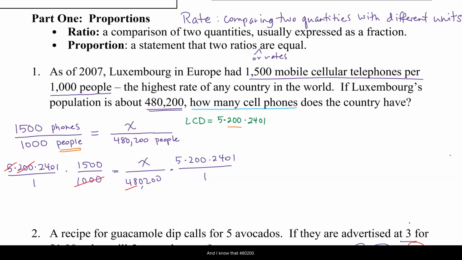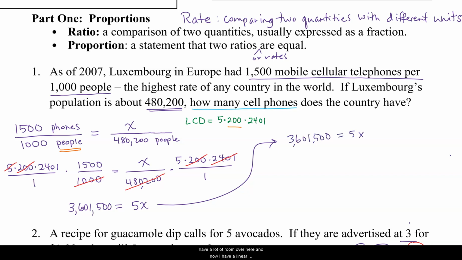And I know that 480,200 is 2,401 times 200. So then we have the equation 5x on the right, and using our calculator, 2401 times 1500 gets us 3,601,500. And we can go ahead and multiply that out. I'm going to bring my work over here on the right because I have a lot of room over here.